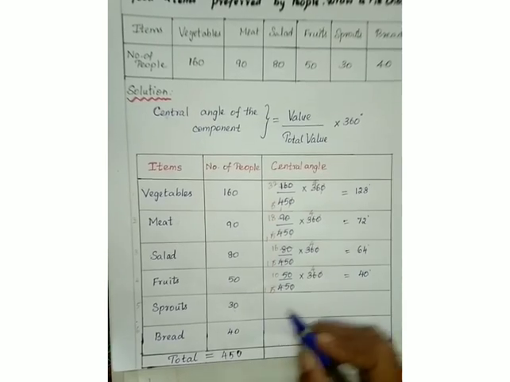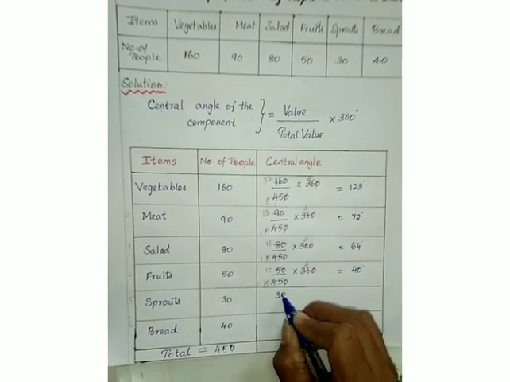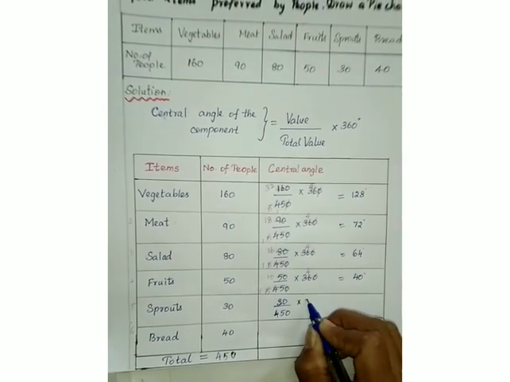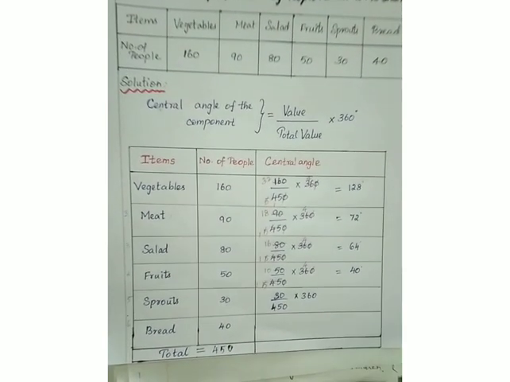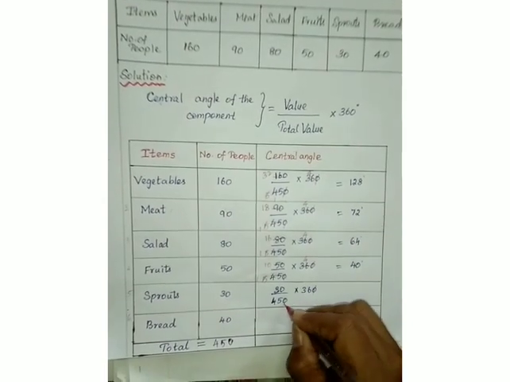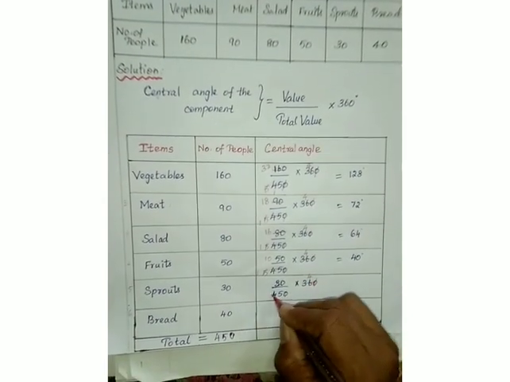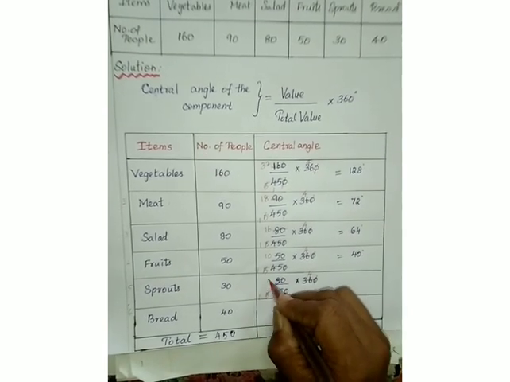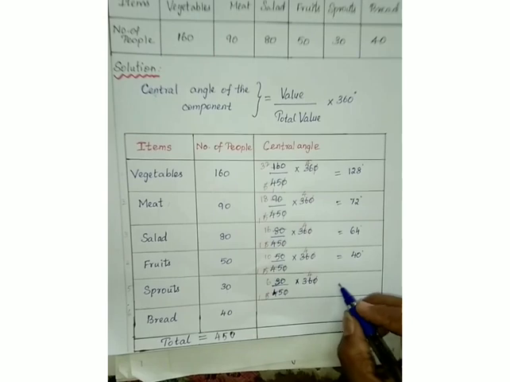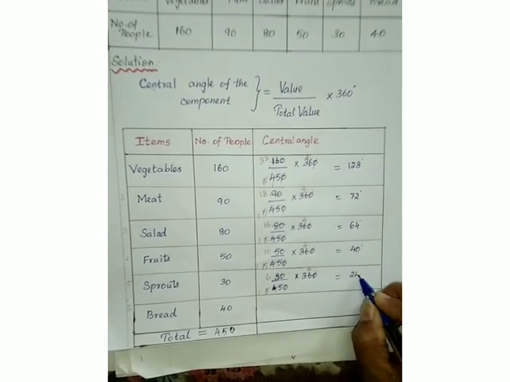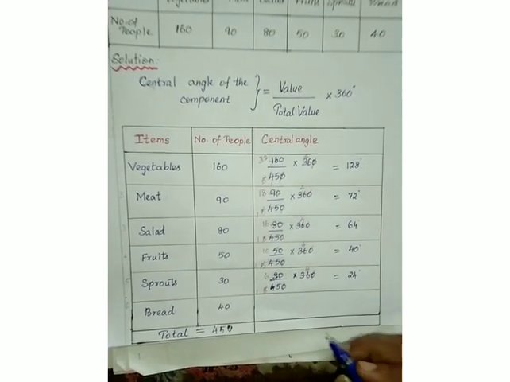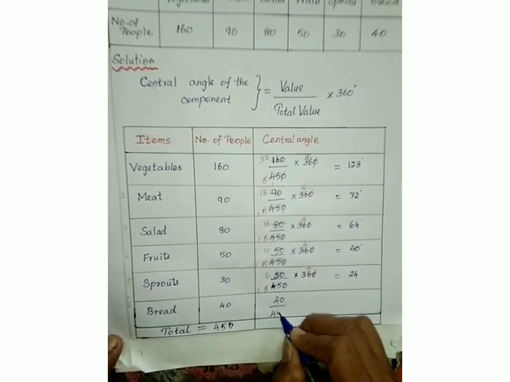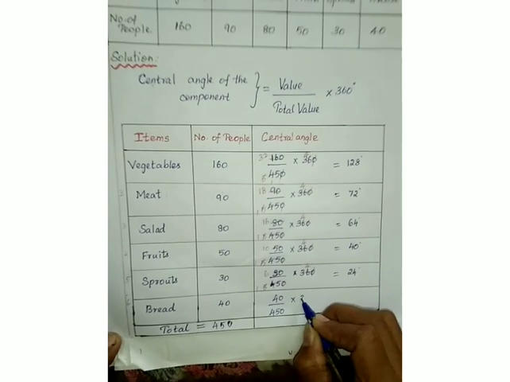40 degrees. Then the sprouts component is 30 by 450 into 360 degrees. Then cancel zeros. Then 4 9s are 36, 5 9s are 45. Then 5 1s are 5, 5 6s are 30. Then 6 4s are 24 degrees. Then the last component is 40 by 450 into 360.